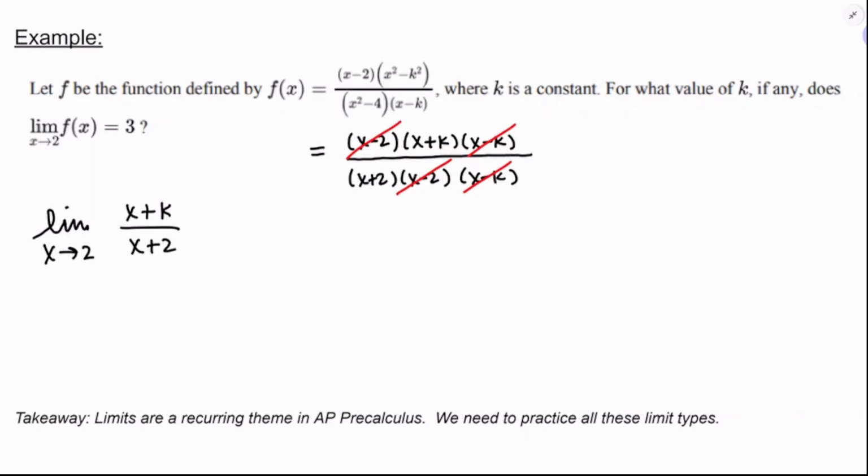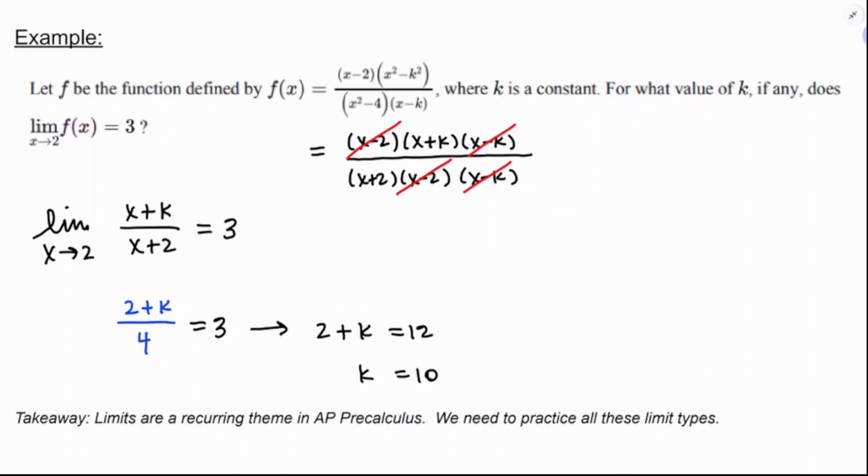Say this needs to equal 3. So now when we go and plug in on the limit, 2 plus k over 2 plus 2 is 4, that still needs to equal 3. And so this is the type of equation I was talking about way earlier that we would solve by multiplying both sides by 4. So that means that 2 plus k is equal to 12 and k is equal to 10. Okay. And that was just an interesting question I found in AP Classroom.